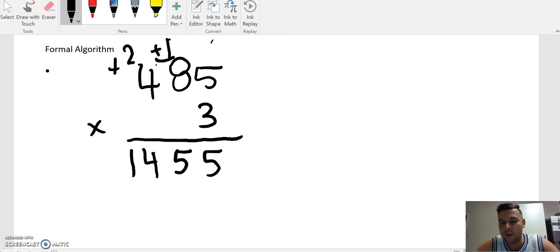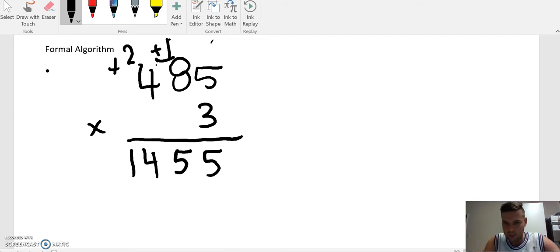So I know 485 multiplied by 3 is 1,455. Awesome. Let's do a little bit harder one now. So I know I've shown you the partial product way of solving 2 by 2 digit numbers, but just in case you forget, here's the formal algorithm way of a 3 by 2 digit multiplication sum.